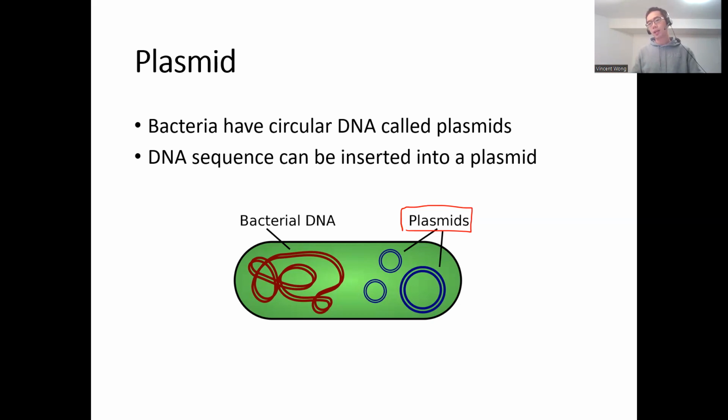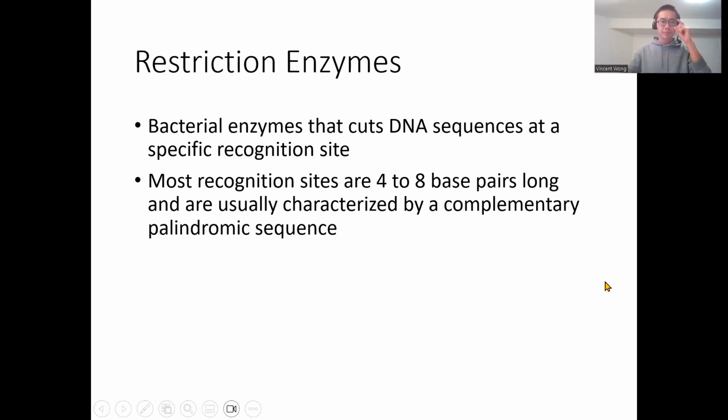acquired from these plasmids. Okay, so the idea is to give them a plasmid that contains the insulin gene, and then the bacteria will be able to use that to make insulin. But first, we have to put the gene in the plasmid. And to understand how to put the gene in the plasmid, we have to understand this concept of restriction enzymes.